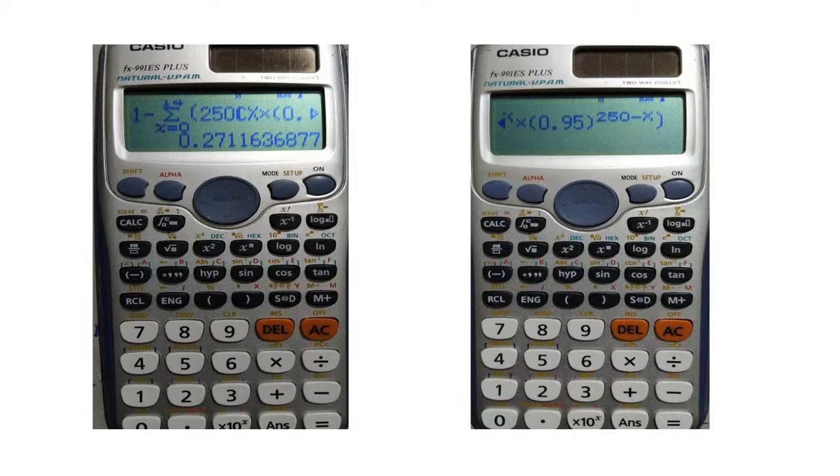Listen. First you press 1 minus. You will get 1 minus. Now I want sigma. How to use this sigma? Here you have log in this key, no? Actually this is our sigma, so it should be used along with the shift key, right? So shift and this key. You will get it like this. You press 1 minus sigma.